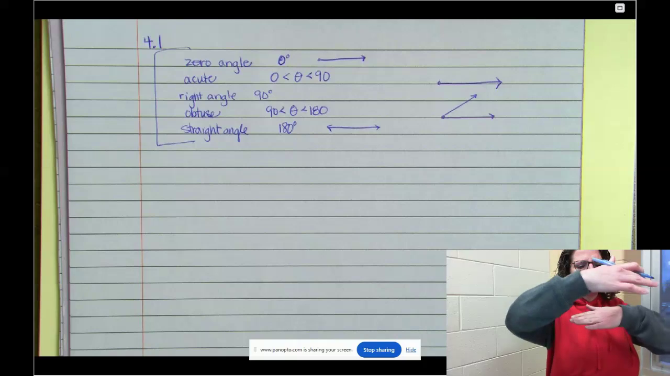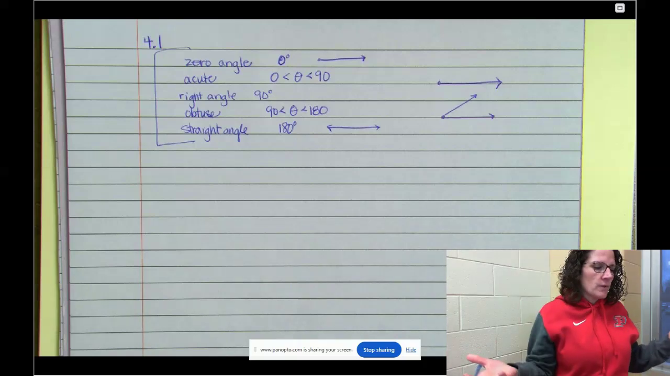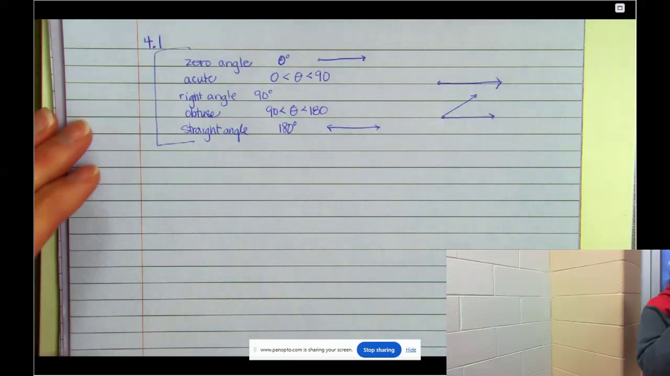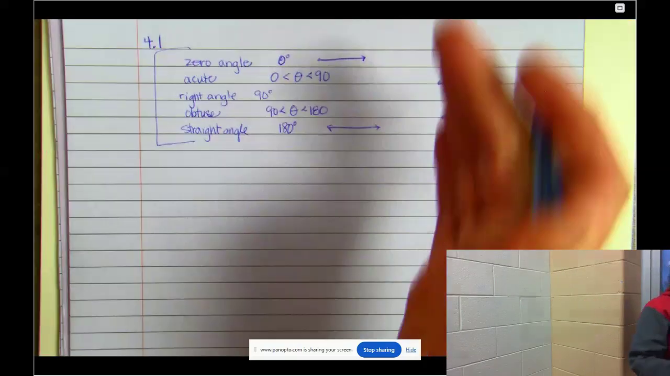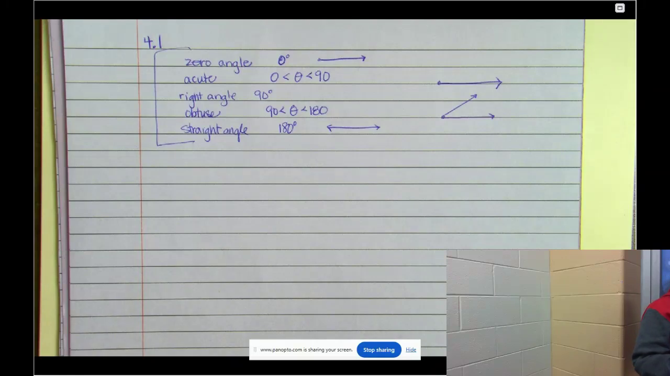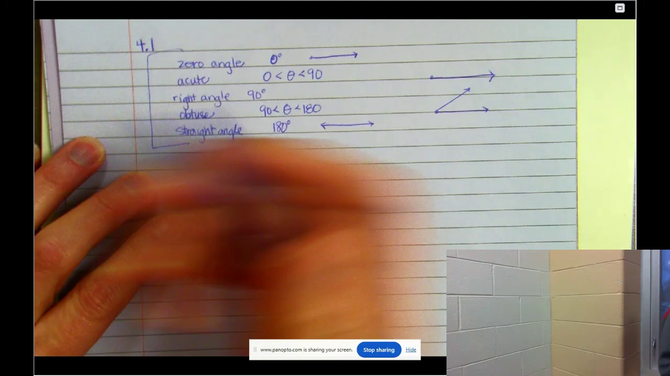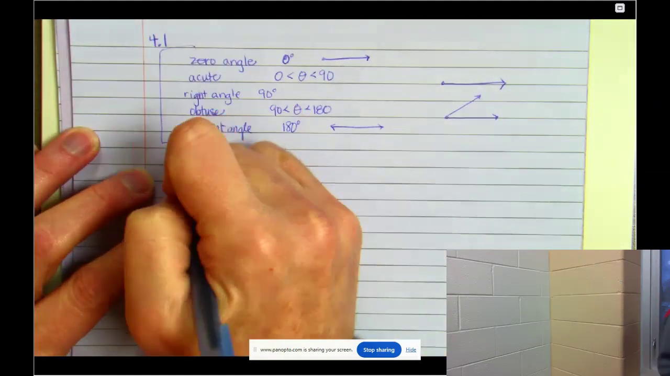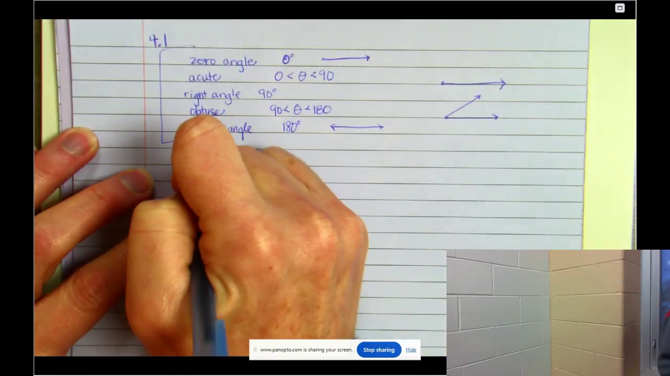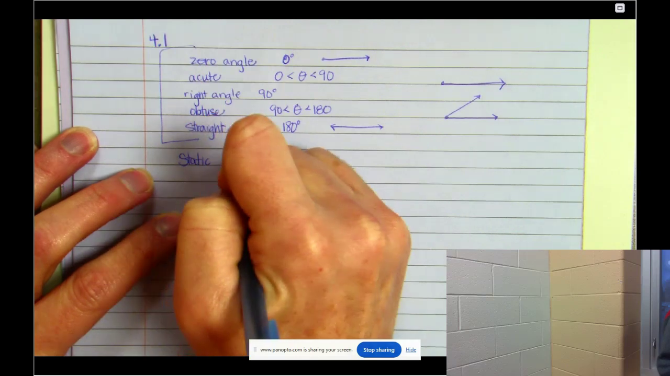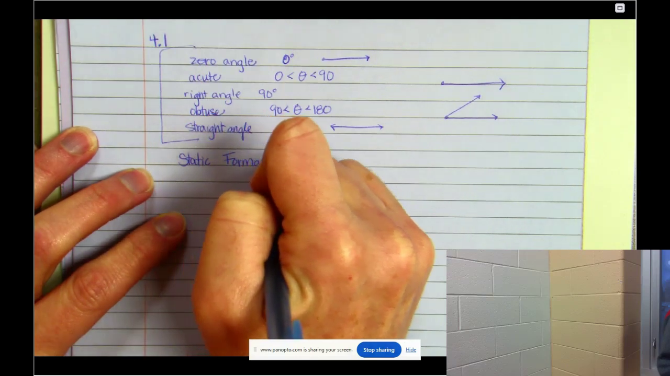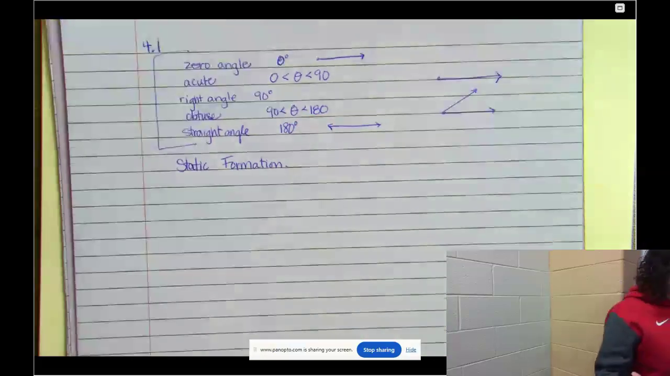Like the two parallel lines with the transversal, and you have straight lines, 180 degrees. These are all formed with what I would call static formation. And you don't have to write that down. But if something is static, it's fixed.